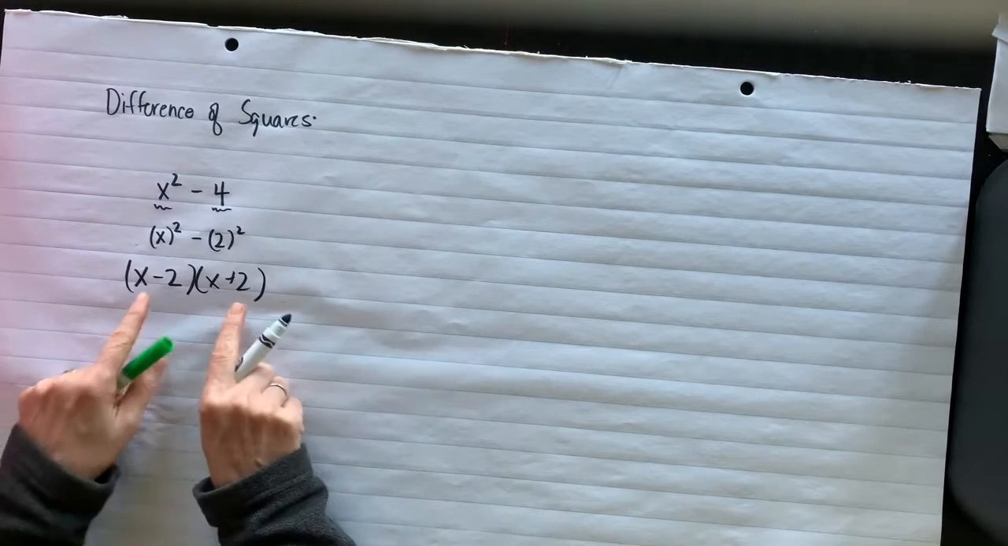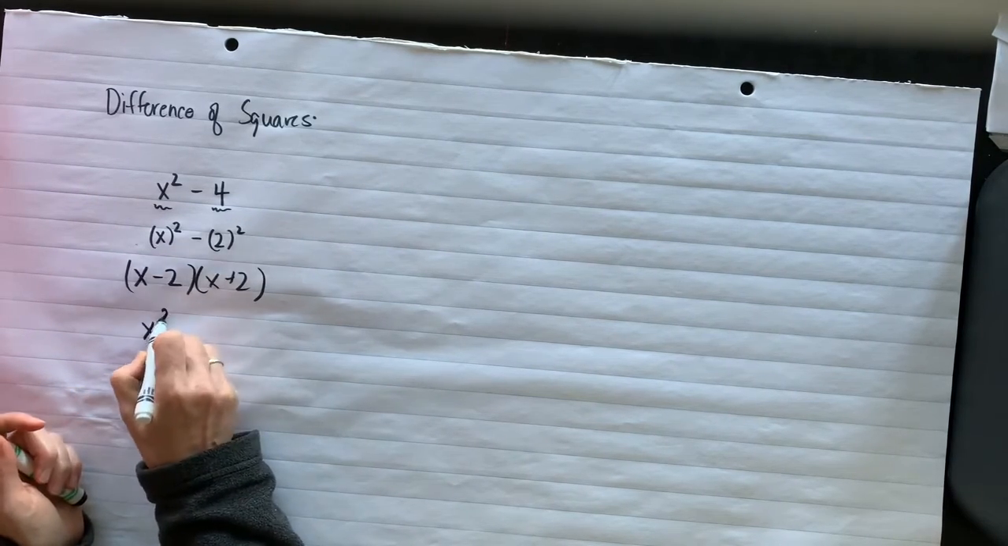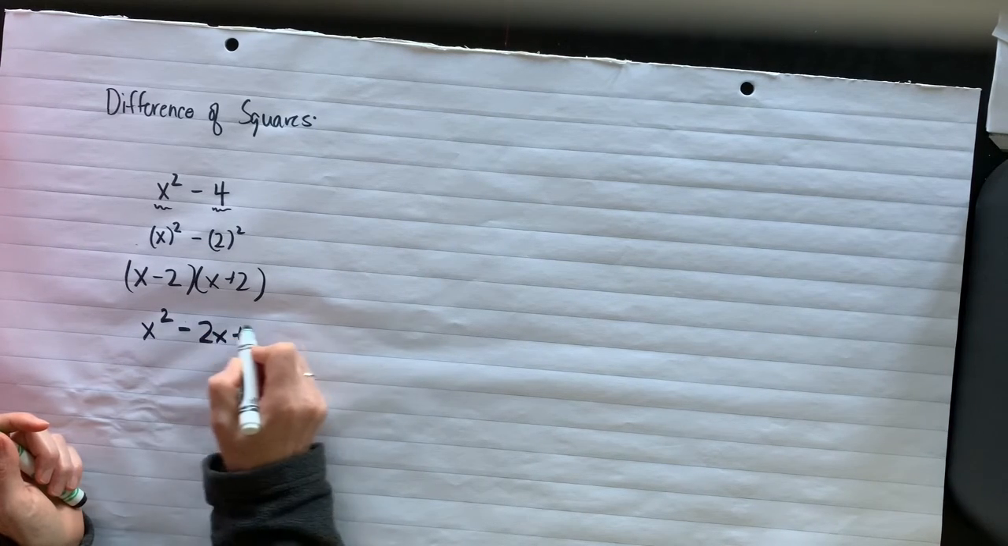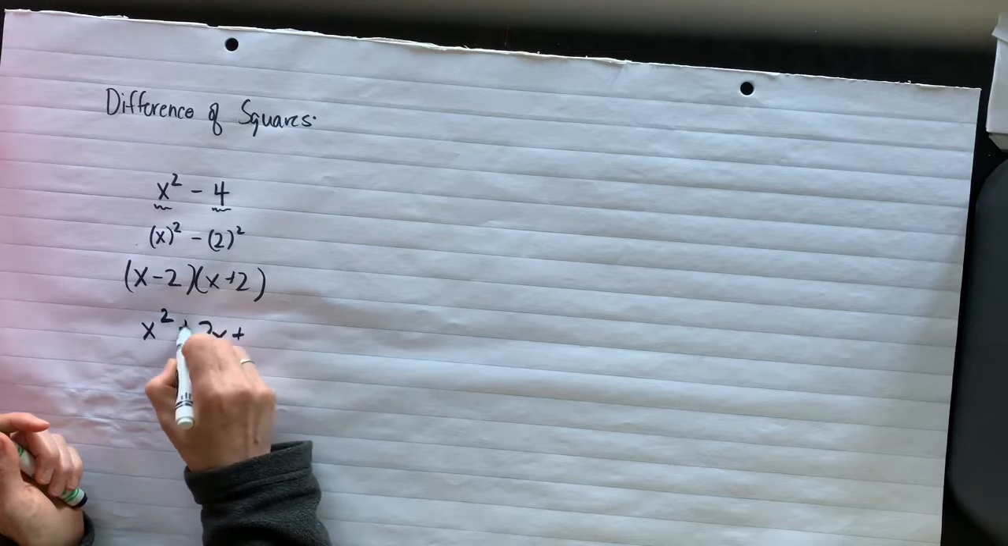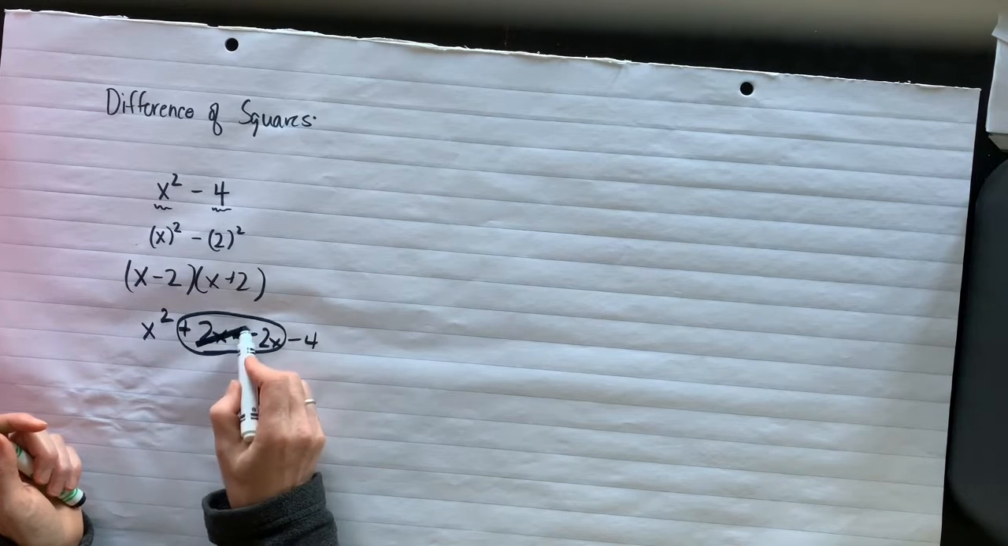And then I would remember from our previous example that that is the same as (x - 2)(x + 2). Because when I multiply them out with FOIL, let's do that again in slow motion: x squared minus 2x plus 2x minus 4. Because those are the same terms, one's positive, one's negative, they cancel each other out.